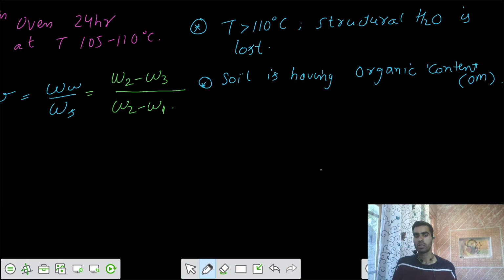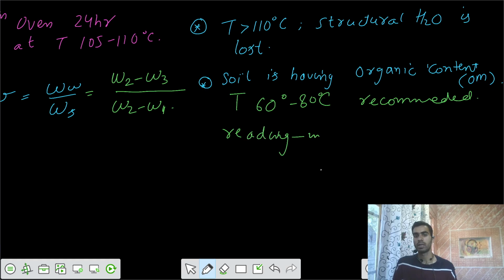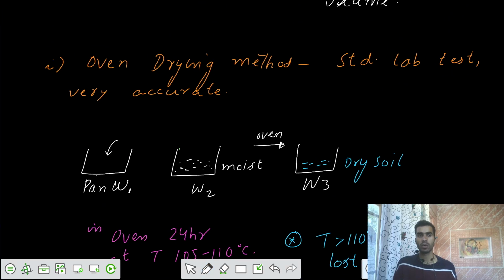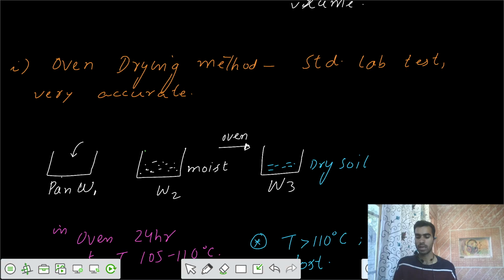So it's recommended that temperature should be within the range of 60 to 80 degrees. It's recommended. Otherwise the reading would be inaccurate, because that organic matter is going to be lost. So you would think that water has been lost, but actually organic matter has been lost. Okay, this was your first method, that's the oven drying method. That is a standard lab test.